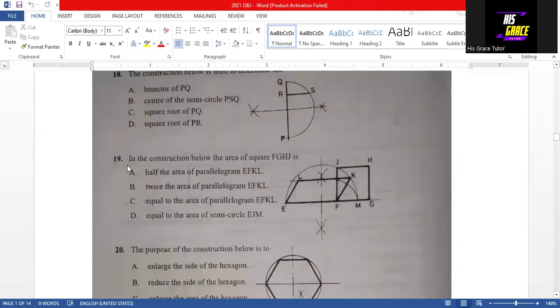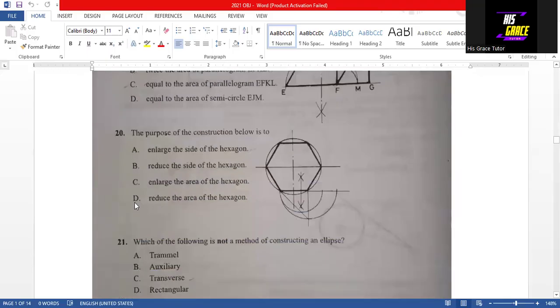Then question 19, in the construction below, the area of square FGHJ is equal to the area of parallelogram EFKL. So that's the answer to question 19, option C. Then question 20, the purpose of the construction below is to reduce the side of the hexagon. That is the purpose. So option B is the answer to question 20.